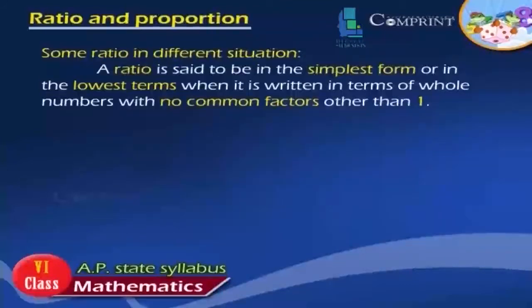A ratio is said to be in the simplest form or in the lowest terms when it is written in terms of whole numbers with no common factors other than 1.